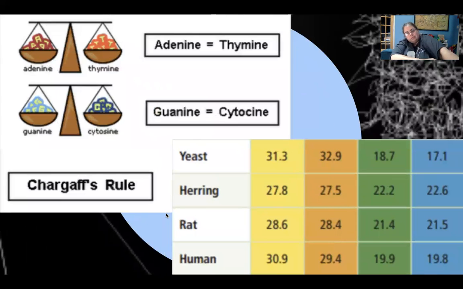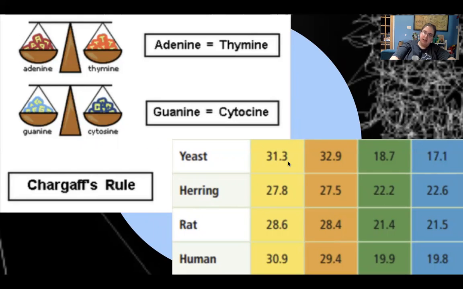So the bases come in 2 varieties. There's the purines, which are these larger double ring structures, and the pyrimidines, which are these smaller single ring structures. And what he found is that the number of purines equals the number of pyrimidines. Specifically, when he analyzed the amount of each particular base, he found certain similarities.